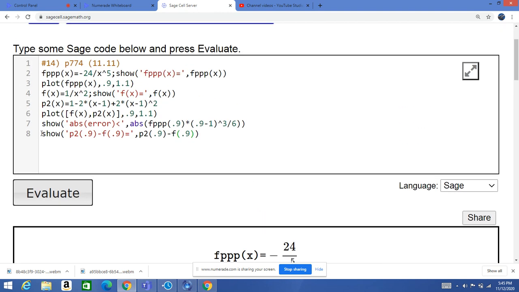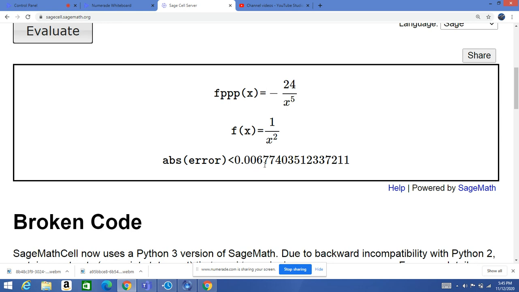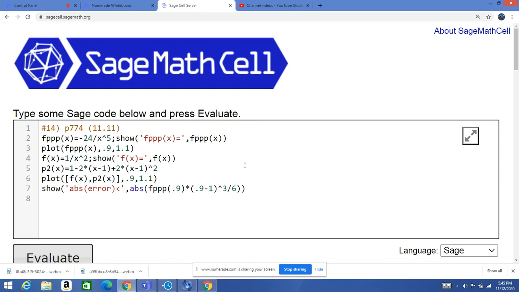All right, let's just say that's our answer. The error term is bounded by 0.00677-ish.